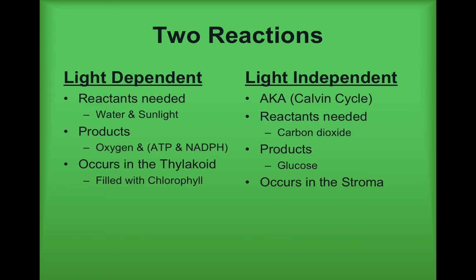You're also going to need to know where it takes place. If I ask you where photosynthesis takes place, it takes place in the chloroplast. But if I ask you where the light dependent reaction takes place, well, it occurs in the thylakoid. If I ask you about the Calvin cycle, which is also the light independent, well, it occurs in the stroma. So you're going to need to know where it occurs, and the reactants and the products for photosynthesis, the whole process, for light dependent and light independent. And if you know those things, you'll get probably almost every single question correct.